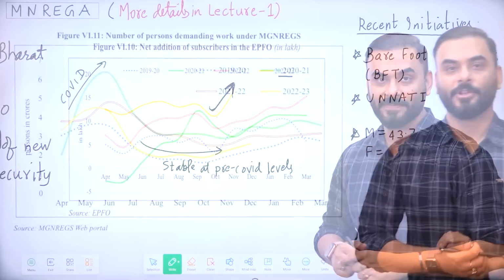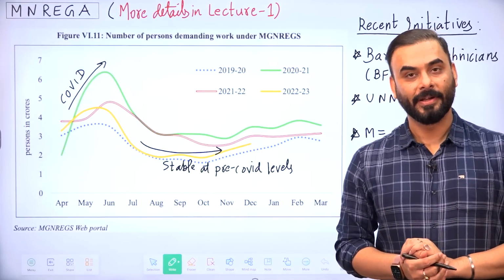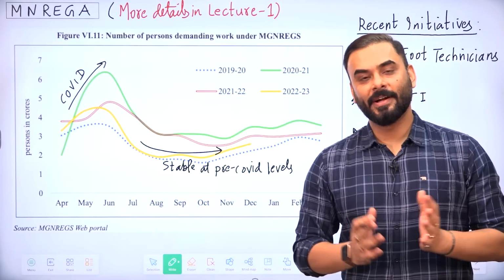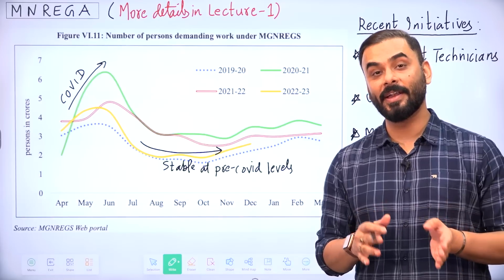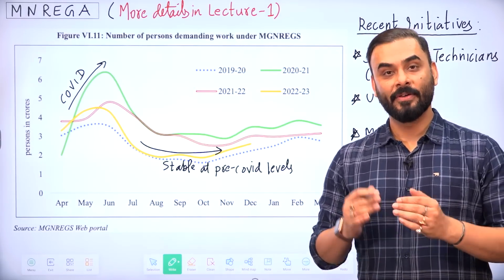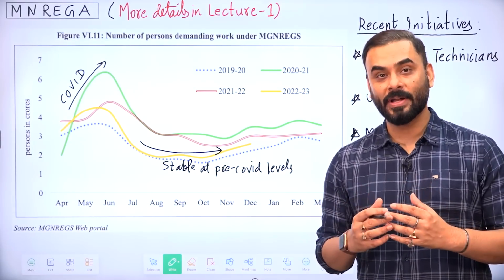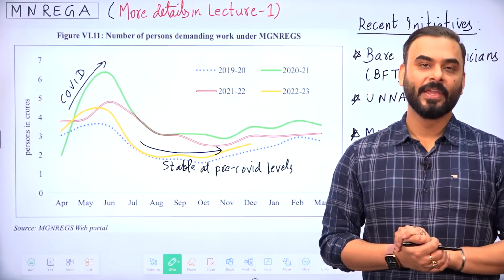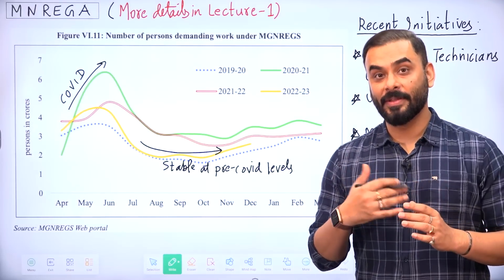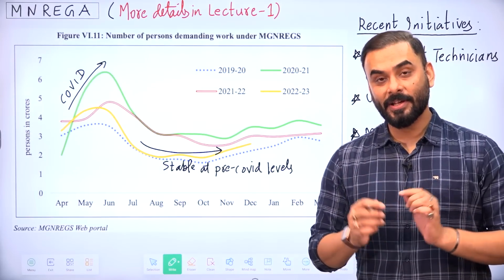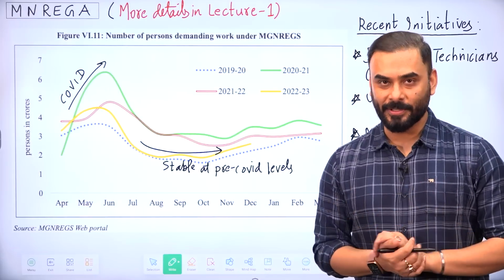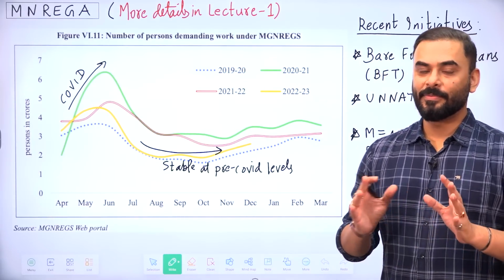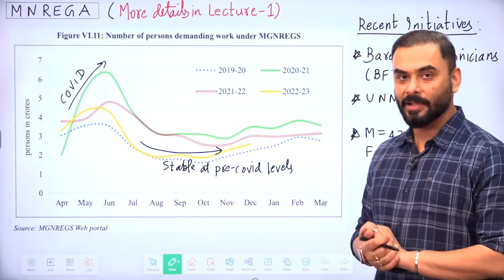Now guys, let us look at the development related to Manrega. See, under Manrega, the government of India provides 100 days of guaranteed wage employment to every household who is willing to work and which demands work. And if you don't get work after demanding for 15 days, then government provides unemployment allowance to those people. Now let us look at some of the developments related to Manrega.